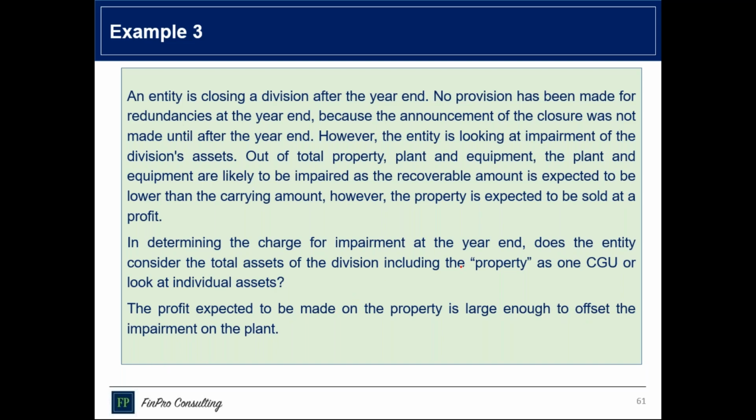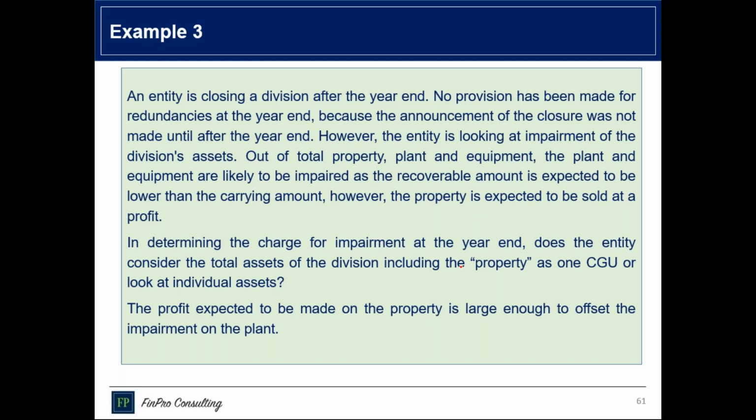Now one must again go and check what the different CGUs are. There is a possibility that the total plant and equipment can itself generate independent cash flows for the entity. So in that particular scenario, the plant and equipment will be considered as an independent CGU, and the property, which could again generate sufficient cash flows, will be considered as a separate CGU. So if the carrying amount is more than the recoverable amount relating to the plant and machinery, the impairment testing will be done.